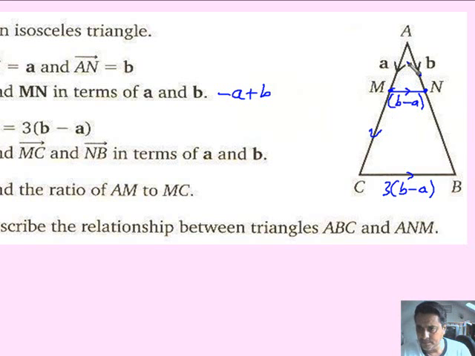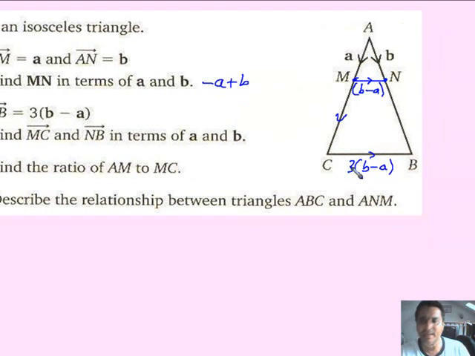Isosceles triangle. So these two lengths are the same. Pause and think. Really easy actually. That's B to A. That's B minus A. That's 3 lots of B minus A. This is 3 times the magnitude of that. Therefore, from A to M compared to A to C is going to be 3 times a.